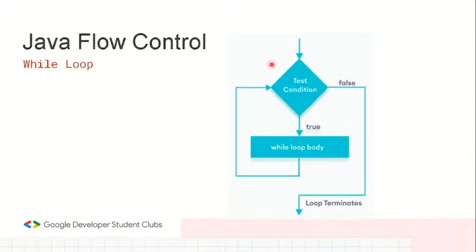So we have a flowchart here. So we have the test condition. If it's true, then the code inside the while loop block will be executed, and then it tests the condition again repeatedly until it's false, at which point the loop terminates.